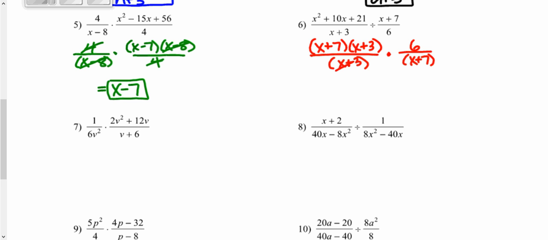And then cancel out what's the same on the top and the bottom. All we're left with is a 6. Again, you could write that as 6 over 1 if you wanted to.